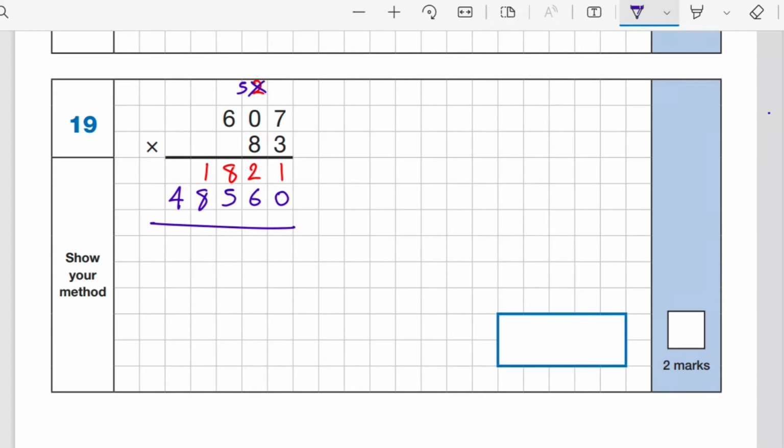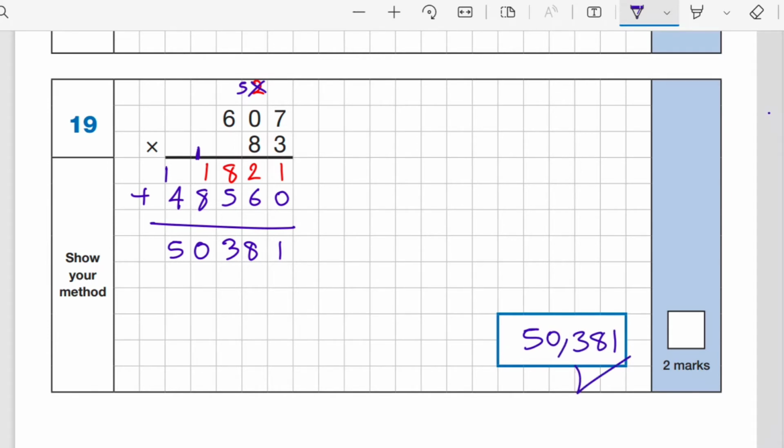And now we just add everything up. So we got 1 plus 0 is 1. Let's put a plus here. 2 plus 6 is 8. 8 add 5 is 13, so 3 carry the 1. 1 add 1 plus 8 is 10, carry the 1. And lastly, 1 add 4 is 5. So you should get exactly 50,381. And then we can write it over here.